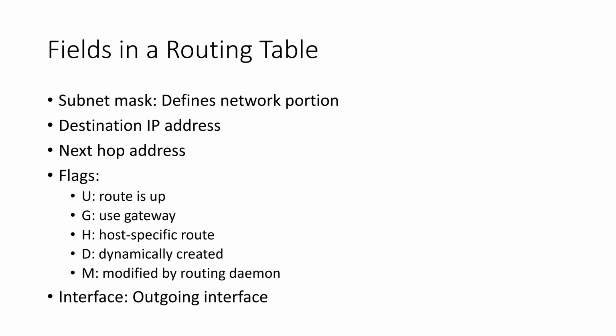So U means the route is up and active, G means use a gateway for this route, H means this is a host specific route, D means it is dynamically learned, M means it has been modified by a routing protocol, and finally the interface, the router's outgoing port or interface to forward the packet through. So all of this information helps the router make fast, efficient decisions about where to send each incoming packet.